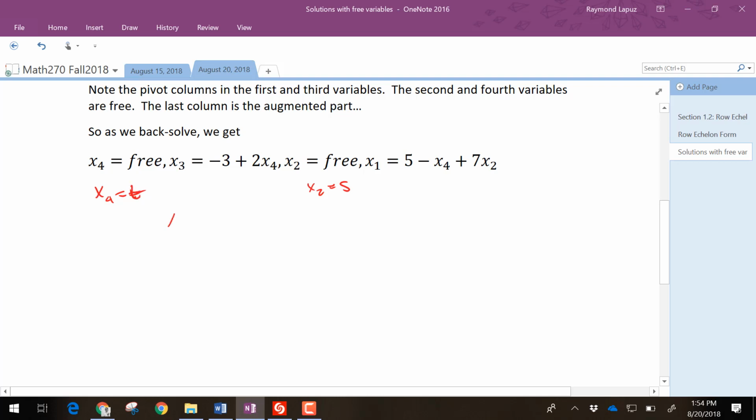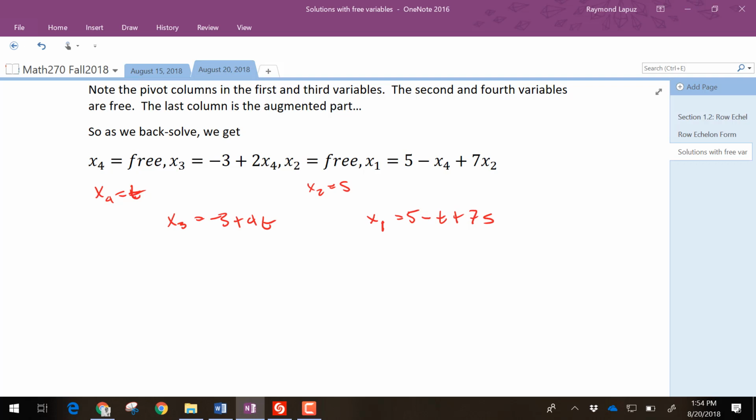And then your x3 would be minus 3 plus 4T, and your x1 would be 5 minus 4T plus 7S. So this would be your family of solutions. It's a two-parameter family of solutions because you can let two variables equal whatever you want. And if you let S and T both equal 0, we get the solution that Pedro gave us.